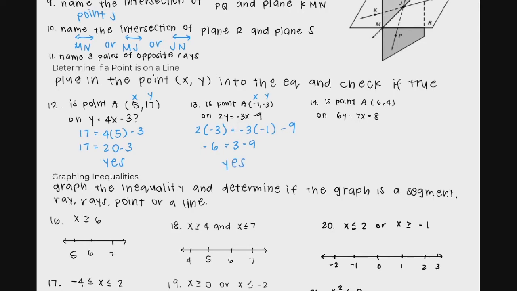Next we have is point A, which is (6, 4), on 6y minus 7x equals 8. So again, we're going to plug 6 in for x and 4 for y. So we have 6 times 4 minus 7 times 6 equals 8. So that's 24 minus 42 equals 8, which is not true, so the answer would be no.